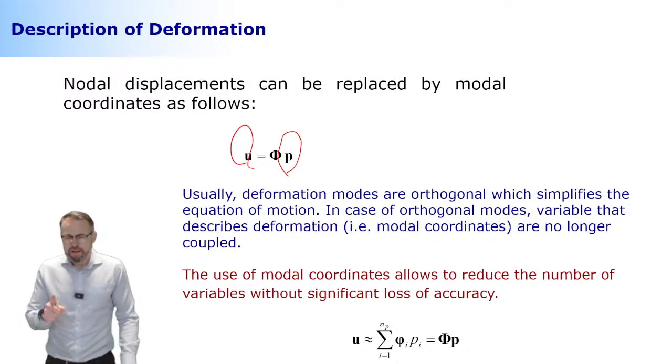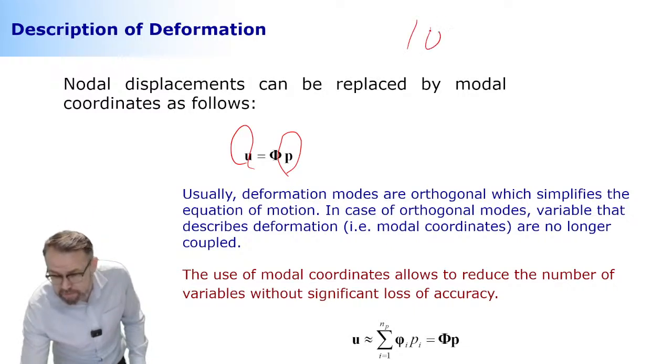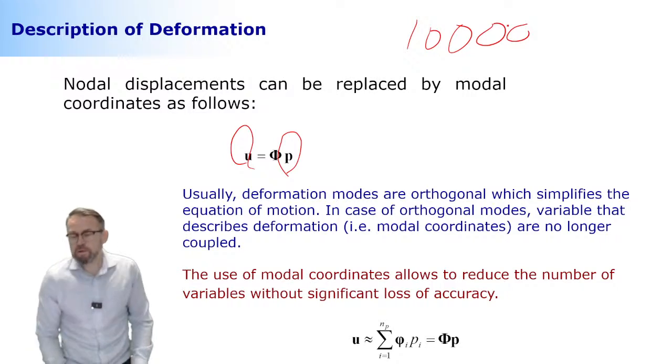So if you have a finite element model that consists of 10,000 degrees of freedom, what does this mean?